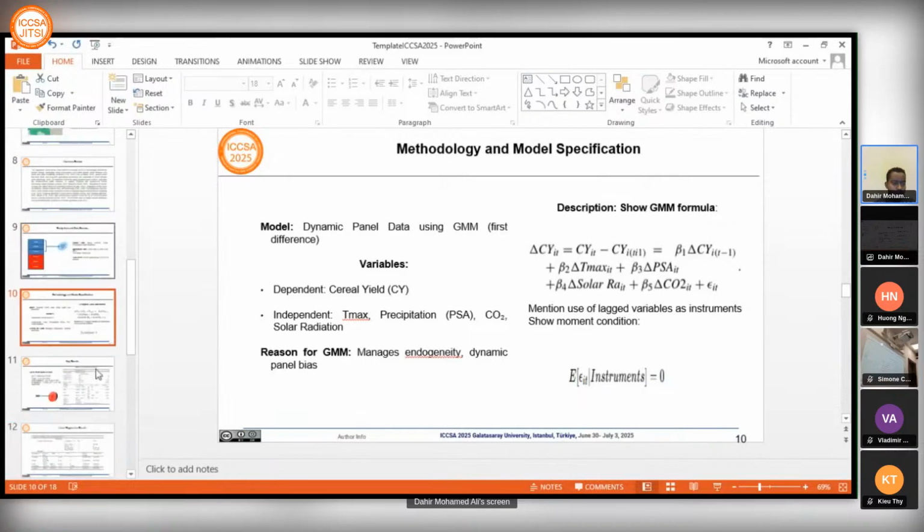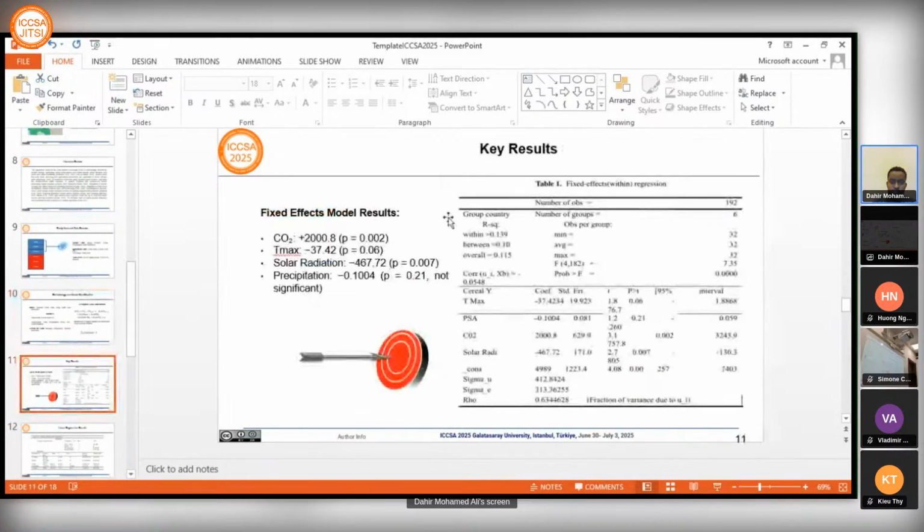Based on our outcome, the first thing we test is the fixed effect model result. Our model explains 40% of within-country variation of cereal productivity. Overall, the model is significant because the p-value is less than 0.01.